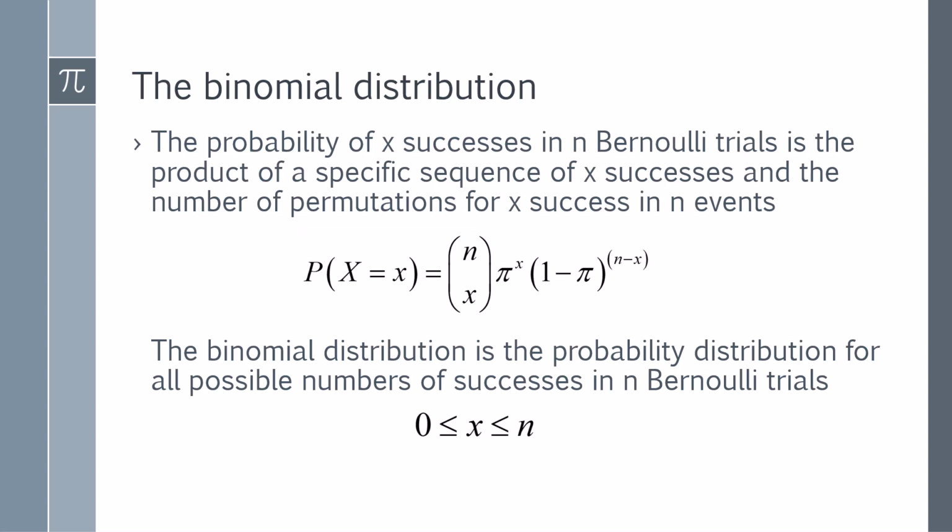To create the binomial distribution, we will allow x, the number of successes, to vary from the lowest possible number of 0 up to the highest possible number, the number of observations, n.